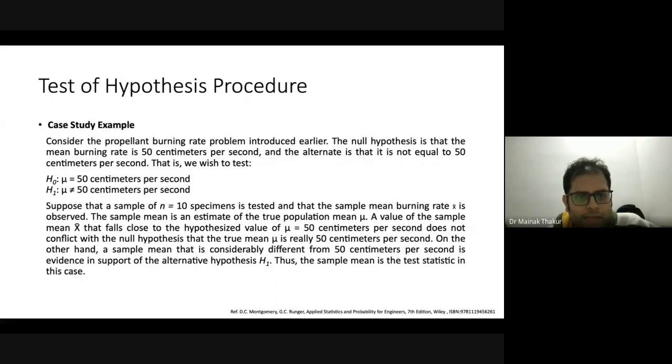On the other hand, a sample mean that is considerably different from 50 centimeters per second is evidence in support of the alternative hypothesis H1. Let's say you collect a sample of 10 and you calculate the sample mean burning rate, which is, let's say, 38 centimeters. It's not really supporting the null hypothesis, right? So you should reject the null hypothesis in favor of the alternative hypothesis. Thus, the sample mean is the test statistic in this case.